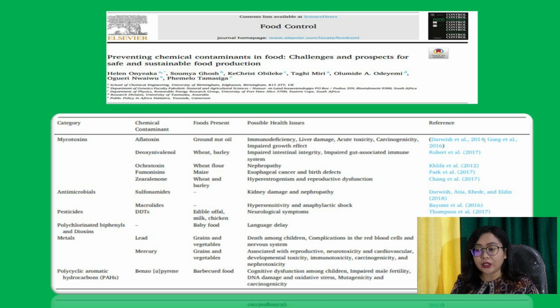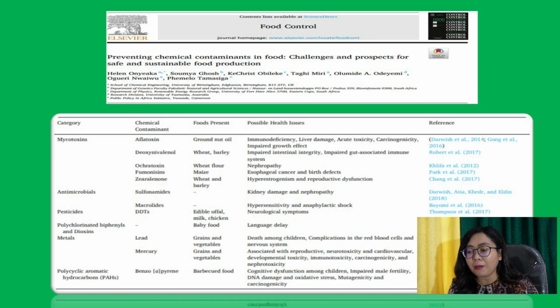The second category is antimicrobials. These are chemical contaminants such as sulfonamides and macrolides, which may cause kidney damage and nephropathy, hypersensitivity, and also anaphylactic shock. The third one is polychlorinated biphenyls and dioxins, which they found even in baby food, so it is very dangerous.